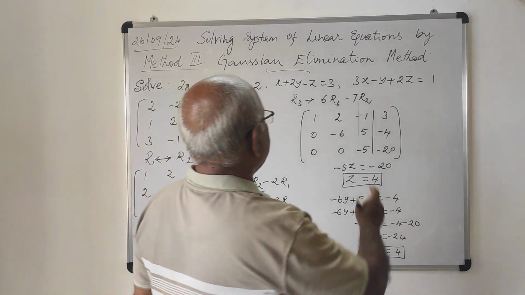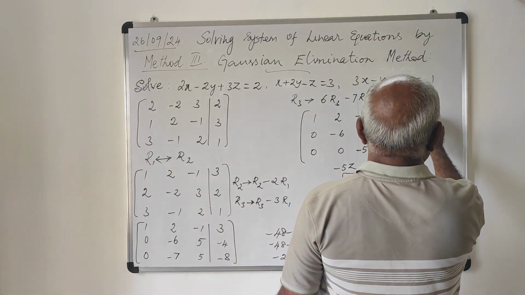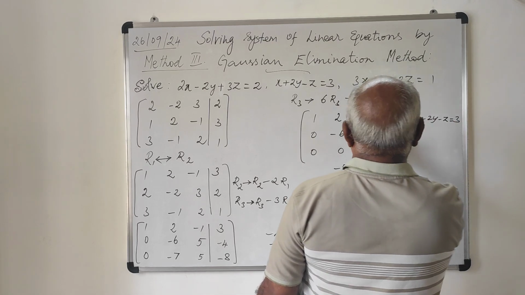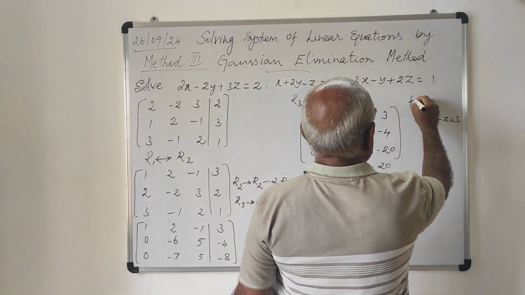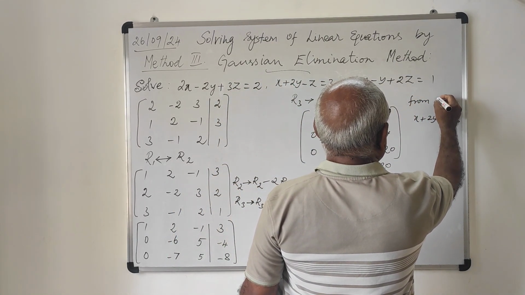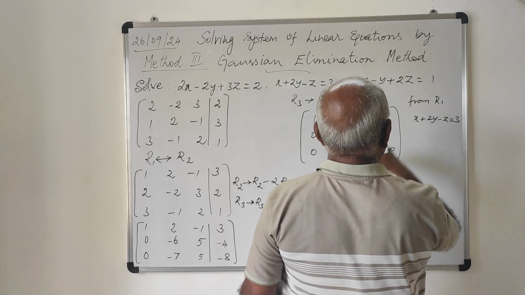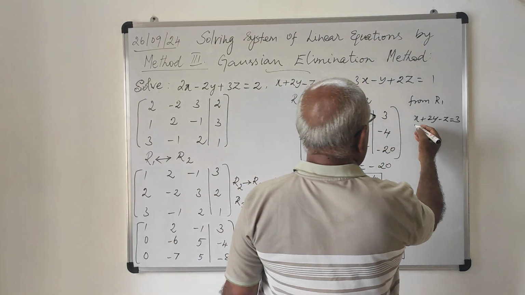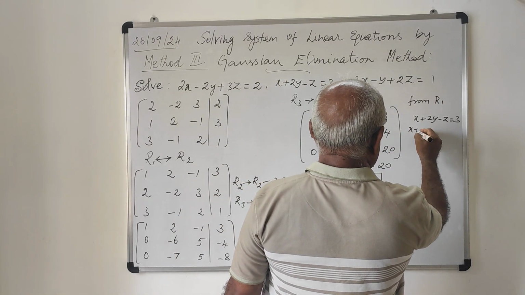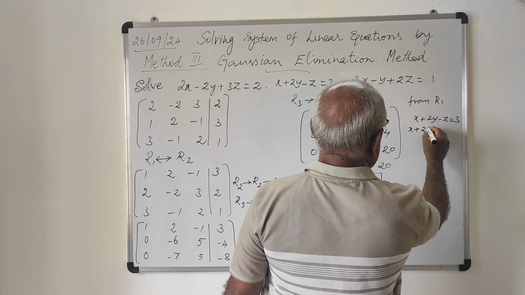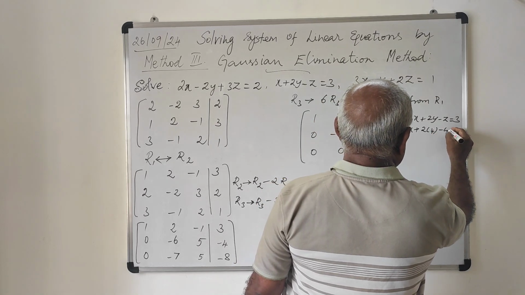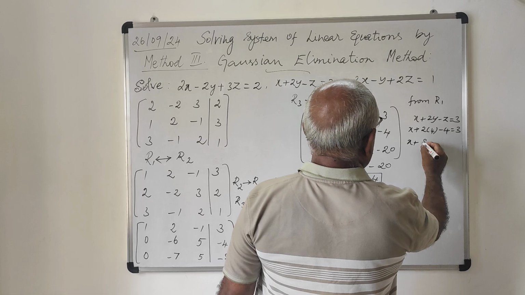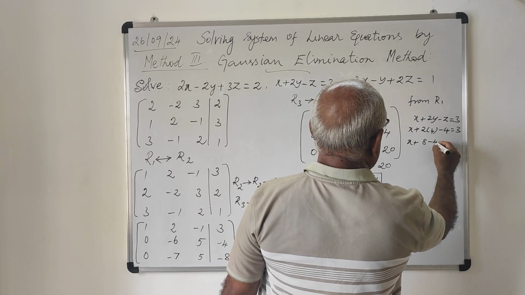Next, x, using these two equations, x plus 2y minus z equal to 3. From first equation, from first row, x plus 2y minus z equal to 3. X you don't know, plus 2 into 4, y is 4, z is 4, equal to 3. X plus 2 4s are 8, minus 4 equal to 3.